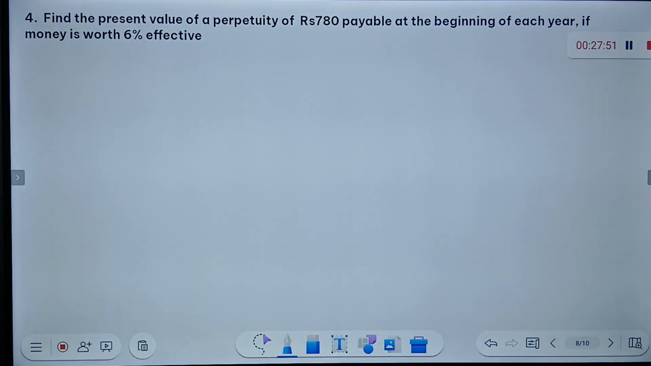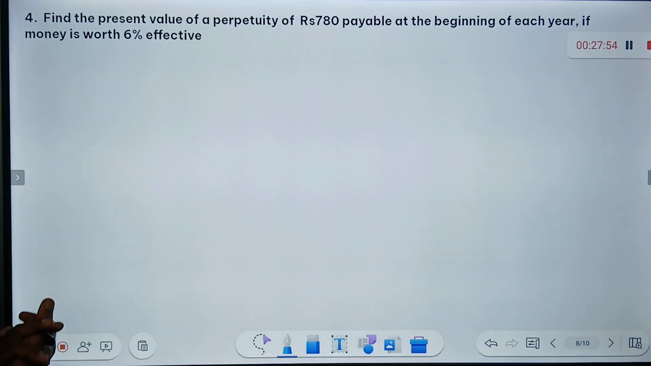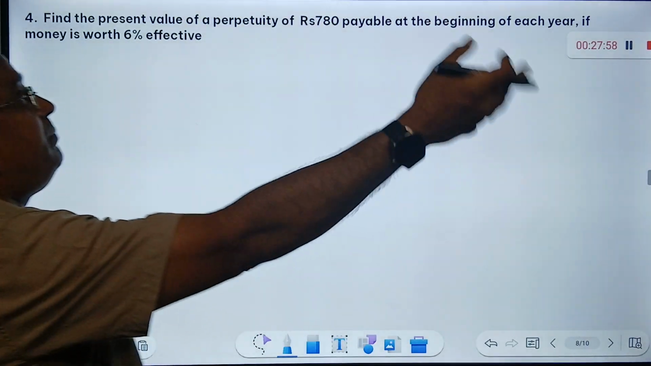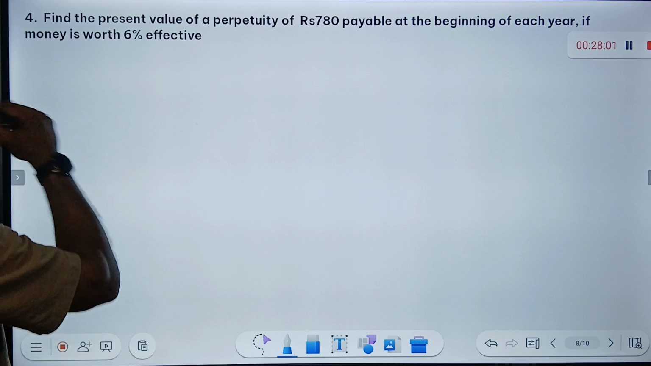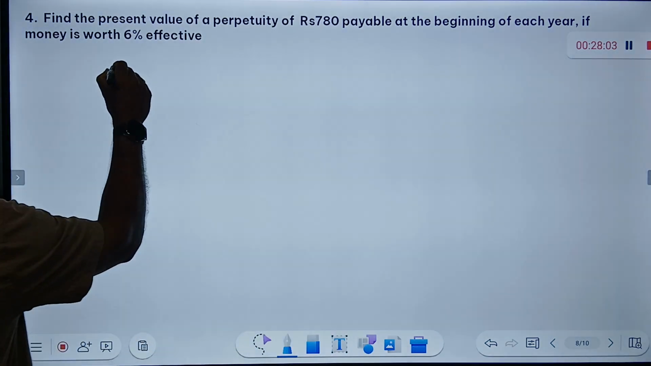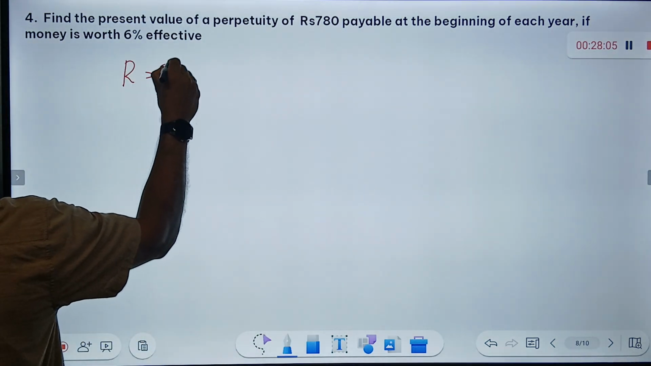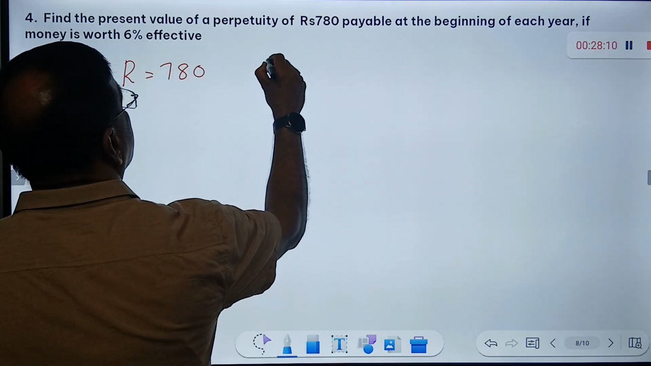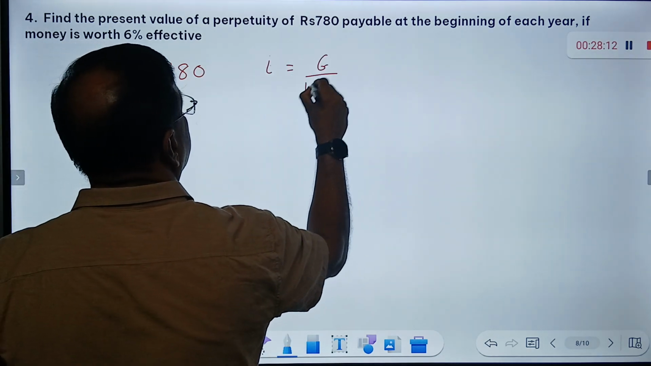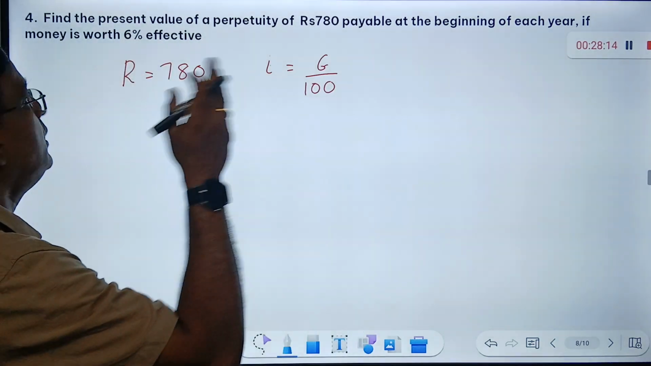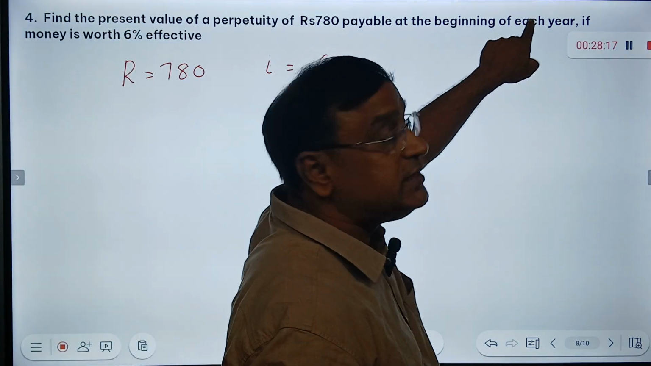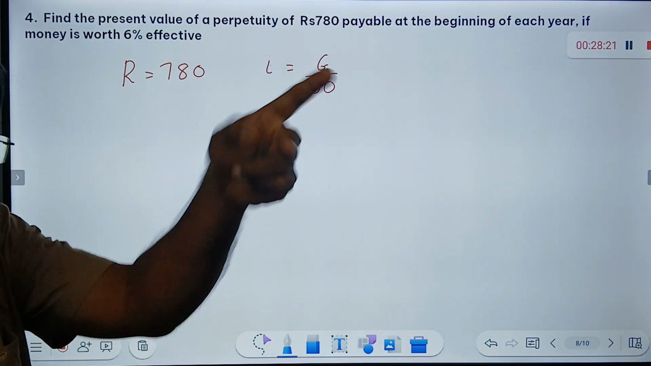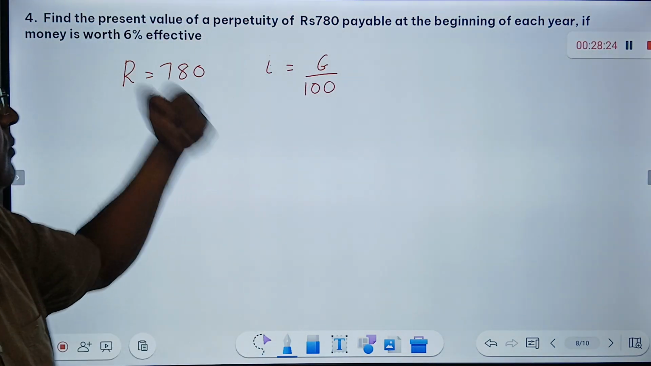Now, let's go to this fourth question. If the present value of a perpetuity is 780, payable at the beginning. Okay, payable at the beginning. That means my R is 780 and my interest rate is 6 by 100. I don't have to divide by 2 or 4 because it is the beginning of each year. So in a year you're going to pay only once. Half yearly means you're going to pay 2 times, so you have to divide by 2. Okay, so 6 by 100.